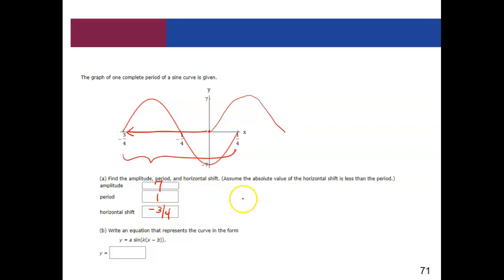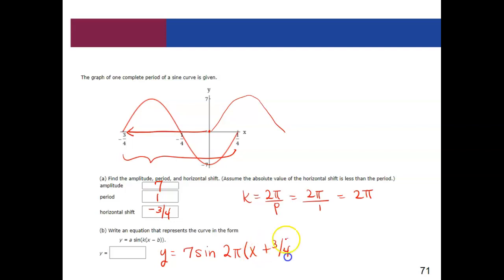So I need to figure out what the k is going to be. So k is 2 pi over the period. So 2 pi over 1 gives me 2 pi for the k. So my equation is y equals 7 sine (2 pi x plus 3/4).